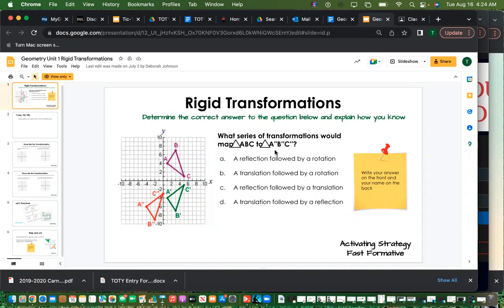Well, did we reflect followed by a rotation? Let's look at it. Well, did we reflect down and then rotate? No, we didn't do that. Did we translate and then rotate? Nope. Did we reflect and then translate? Yes.